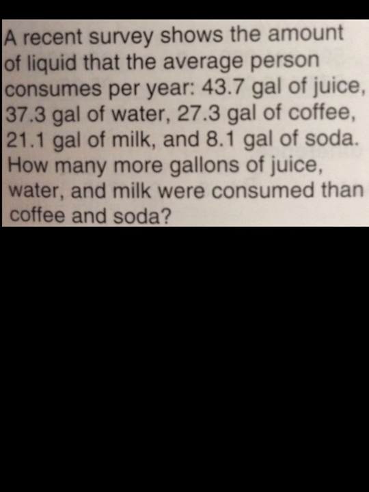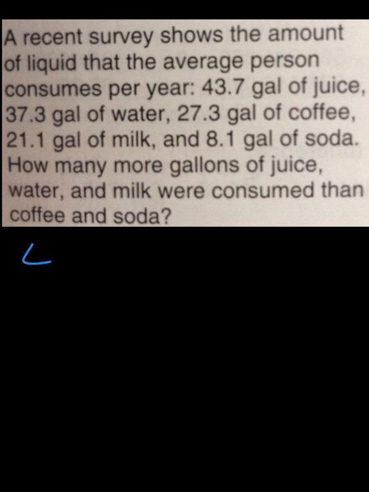So in order to figure this out, we need to go through a couple of steps. We first need to figure out how many gallons of juice, water, and milk and add those together. We see we have 43.7 gallons of juice, 37.3 gallons of water, and 21.1 gallons of milk. So we need to add those together.